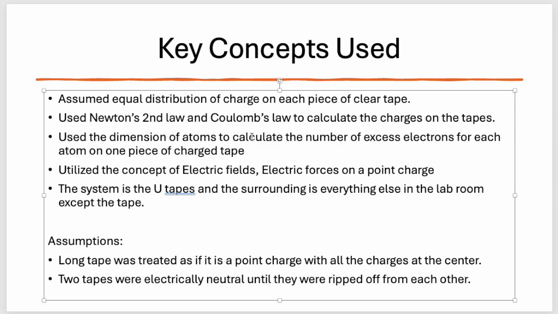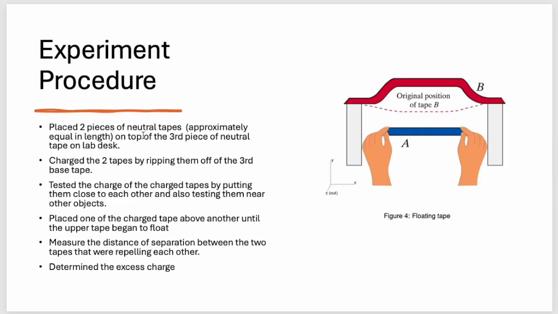For assumptions, the long tape was treated as if it were a point charge with all the charge at the center. The two tapes were electrically neutral until they were ripped off from each other. I first placed two pieces of neutral tape, approximately equal in length, on top of a third piece of neutral tape on the lab desk.